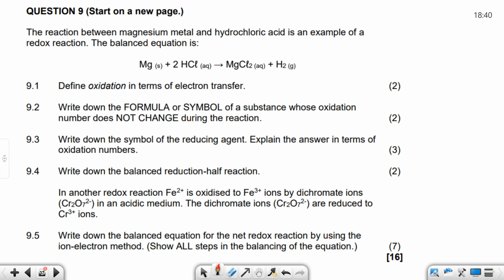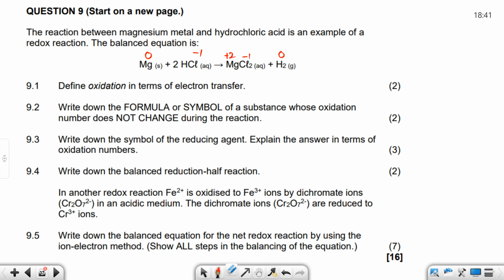The reaction between magnesium metal and hydrochloric acid is an example of a redox. Okay, define oxidation. I think that has been done already. We did that earlier on today. Look, whenever you see an equation like this, quickly, guys, write oxidation numbers. Magnesium is 0. Hydrogen is positive 1. Chlorine is negative 1. Hydrogen here is 0. Chlorine is negative 1, but there are 2 of them there. It gives me negative 2, which makes magnesium to be positive what? 2.